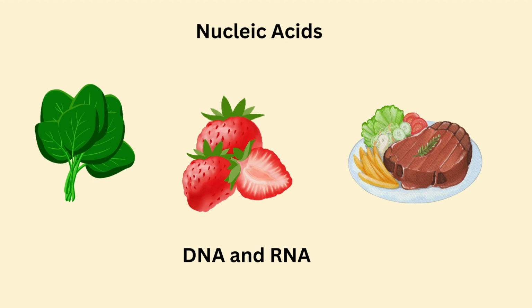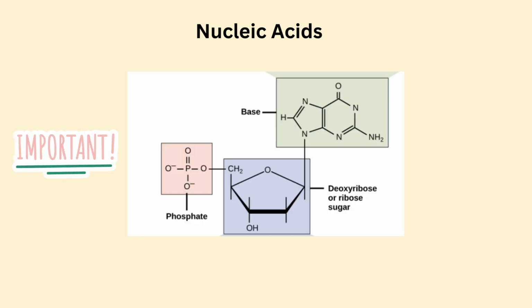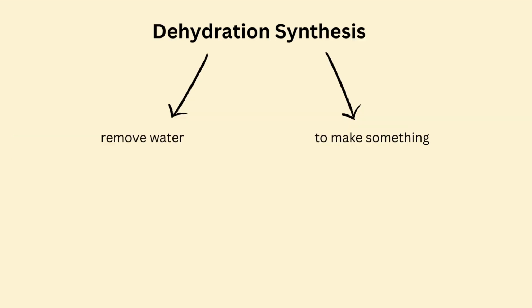The monomer of nucleic acids is a nucleotide. Here's what a nucleotide looks like. It has a sugar ring, a nitrogenous base, and a phosphate group. So DNA and RNA are made of repeating units or monomers of nucleotides.